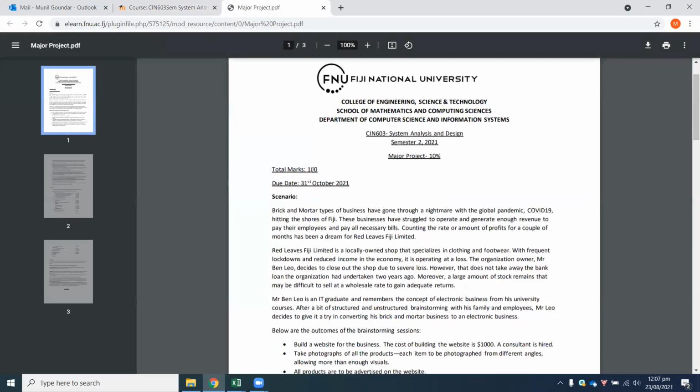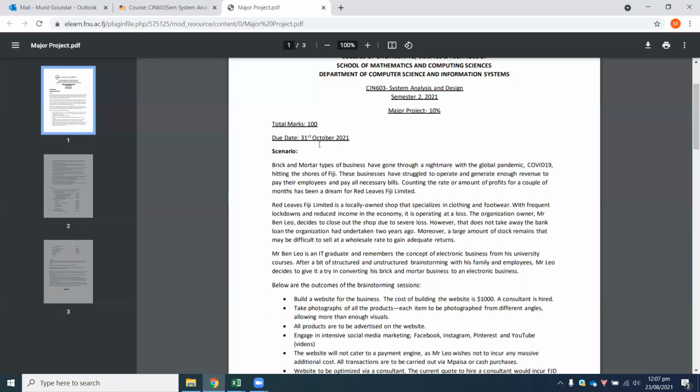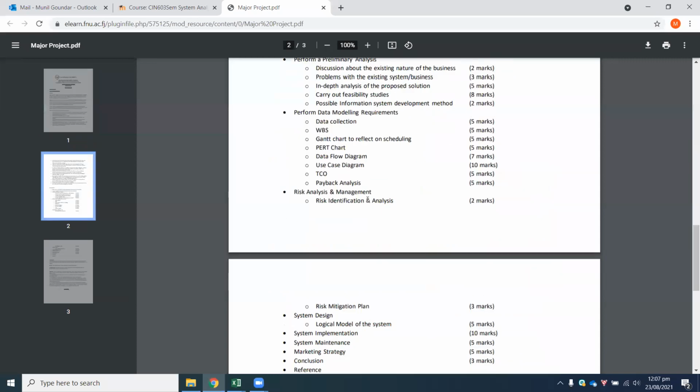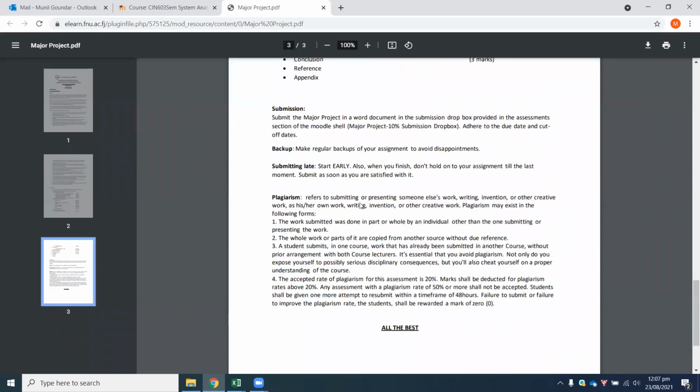Total marks is 100, carries 10% towards your coursework. Now, due date again is on the 31st of October. So the entire project is basically on system analysis and design. So you are given a scenario. So based on the scenario, you have to do a certain amount of work. So let's go and read over it.